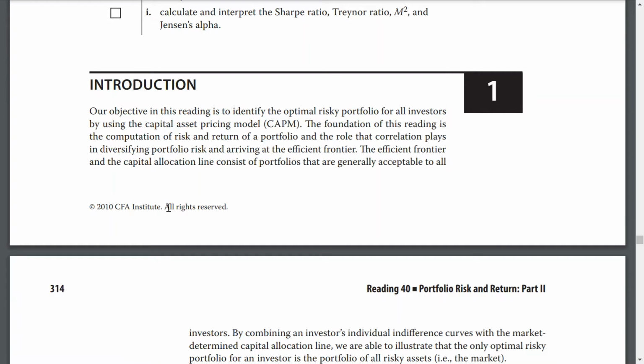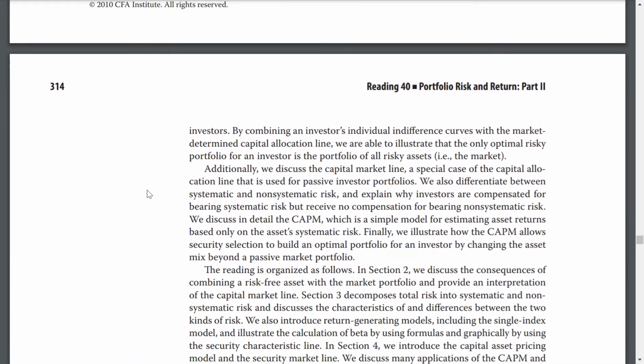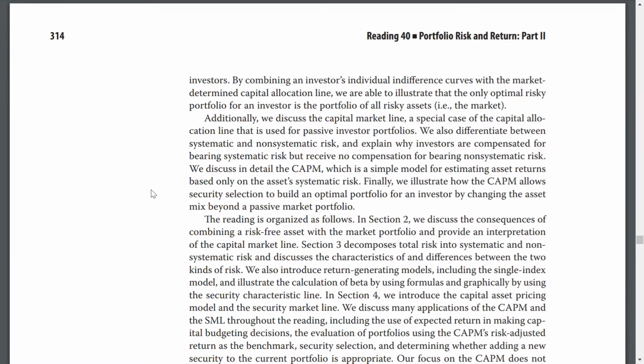The efficient frontier and the capital allocation line consist of portfolios that are generally acceptable to all investors. But by combining an investor's individual indifference curves with the market-determined capital allocation line, we're able to illustrate that the only optimal risky portfolio for an investor is the portfolio of all risky assets, i.e. the market.